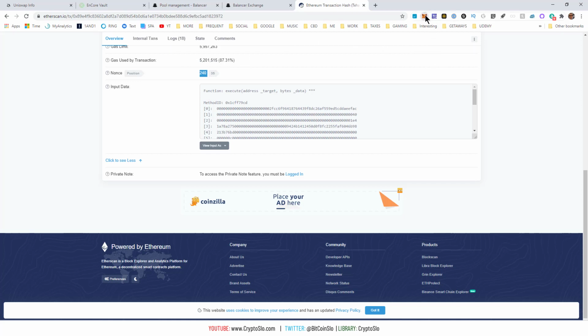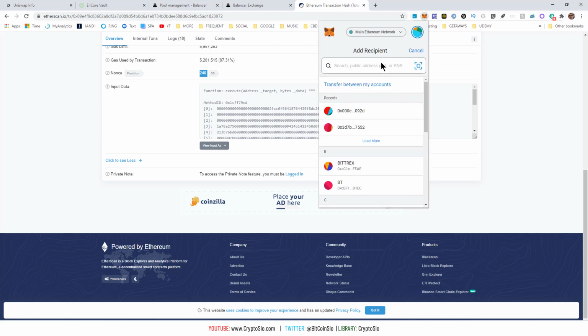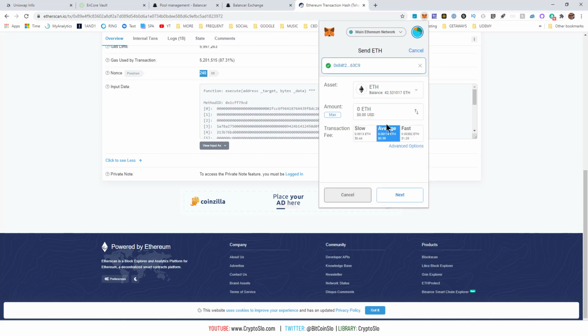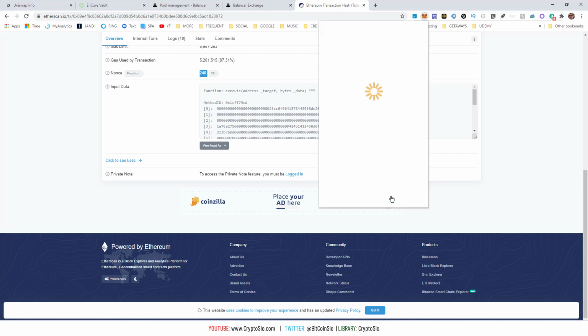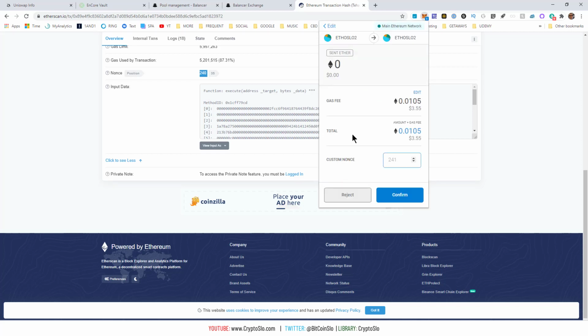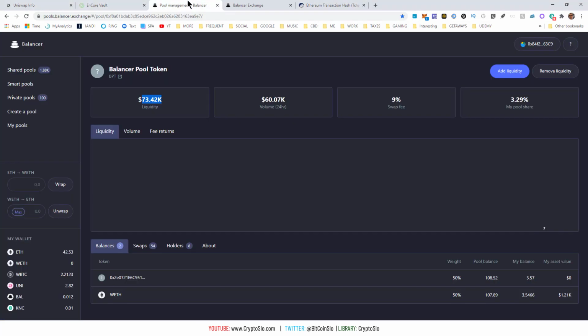Okay, then you go over to your MetaMask, you copy your wallet, you send yourself 0 ETH, and then what you do is you crank up the gas. It's not going to be super expensive. Hit save, hit next. You're going to put in that custom nonce. Your advanced controls need to be on to do that. Then you hit confirm, and that should wipe out your stuck transaction, and then you can start over again.